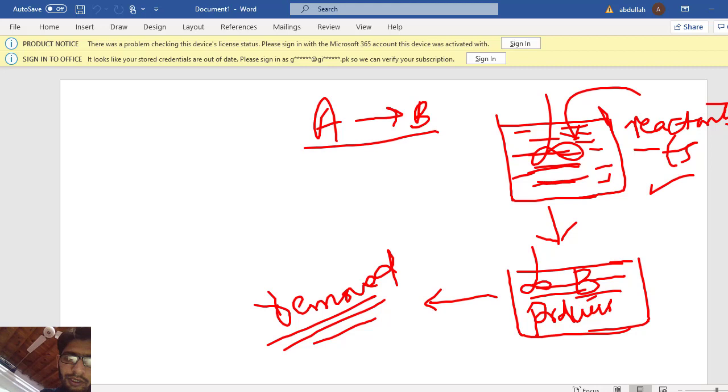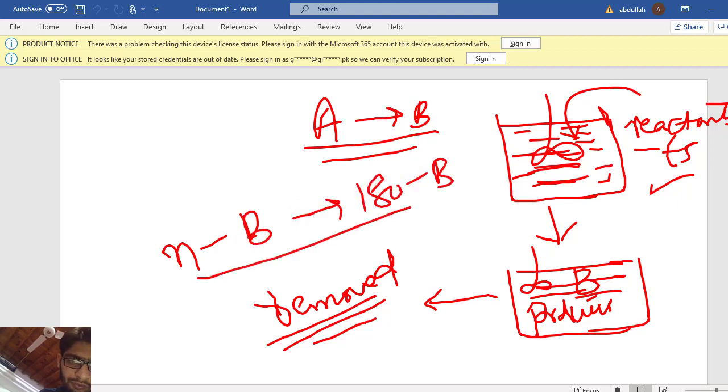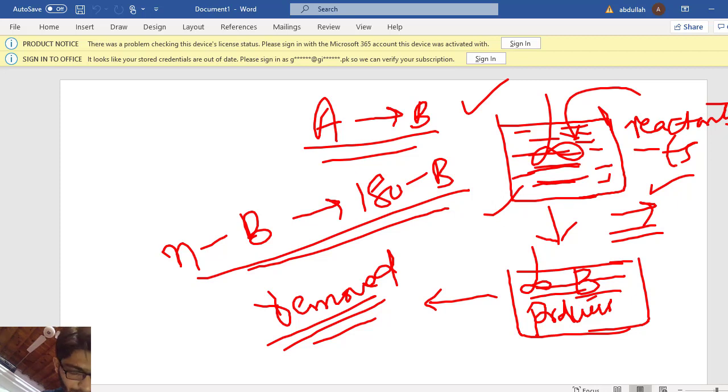Suppose an isomerization reaction. Suppose normal butane is converted into isobutane, or isobutane converted into normal butane. It can take place in the batch reactor. This is a simple example, and this is a simple diagram for a batch reactor.